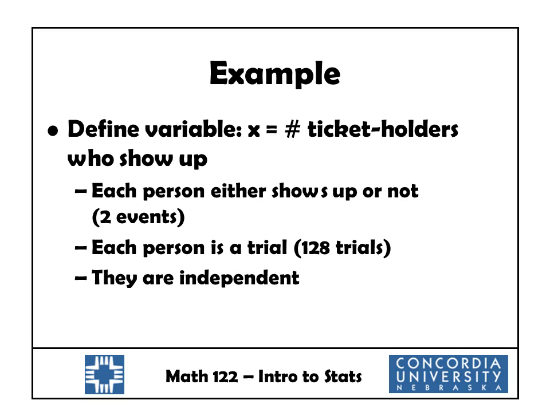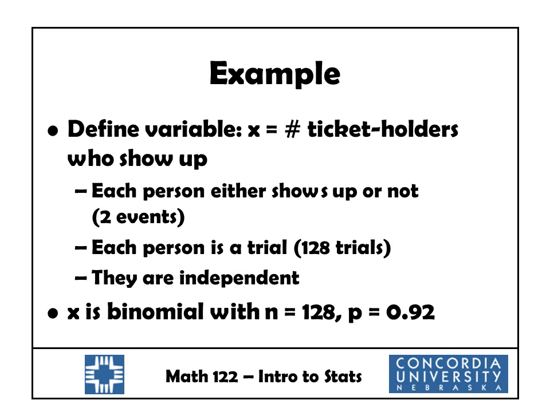And they're independent, or at least we're going to assume that they're independent, meaning one person showing up or not does not have an effect on anybody else showing up or not. Now that's a little arguable as to whether that's true or not, but for the sake of simplicity we're going to assume it's true. So in other words, what we see here is that this random variable meets the requirements for a binomial distribution. So the number of ticket holders who showed up is described by a binomial distribution with n equals 128, that's the number of trials, and p, the probability of a success, is 0.92.